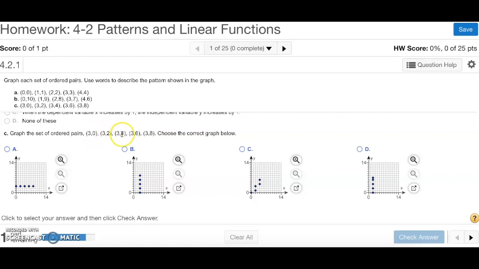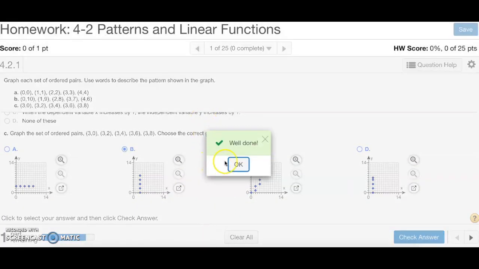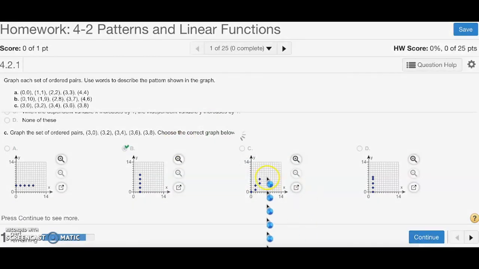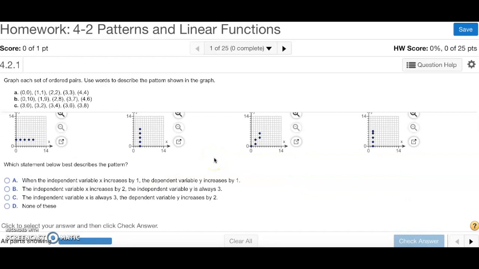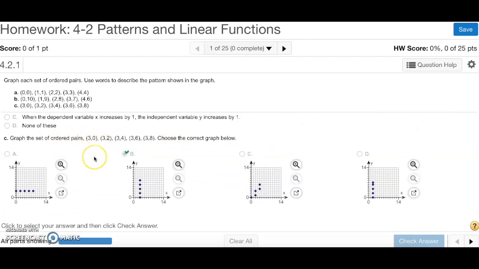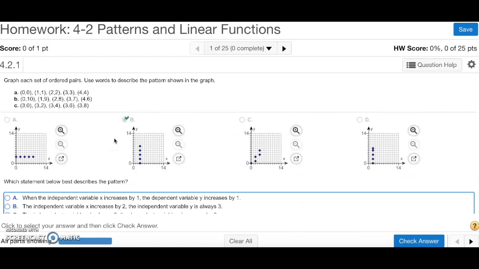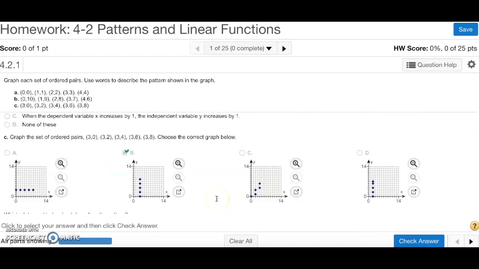So you have 0, 2, 4, 6, and 8. So it's increasing by 2 each time. D is not increasing by 2 each time because we have these two right here. So you're going to choose B for this one. So which statement below best describes the pattern? Well, we said x stays the same and y increases by 2. So x is always 3, y is increasing by 2.